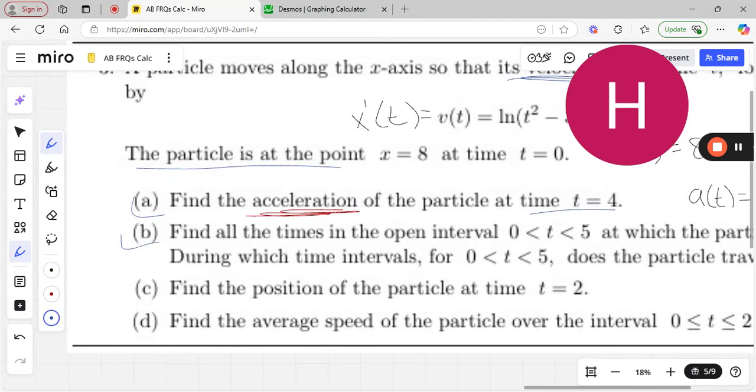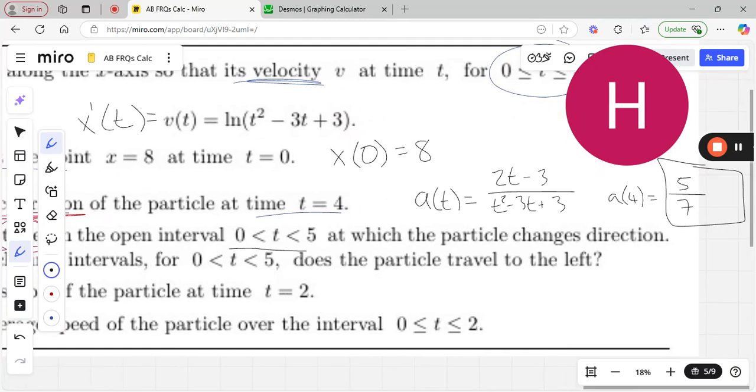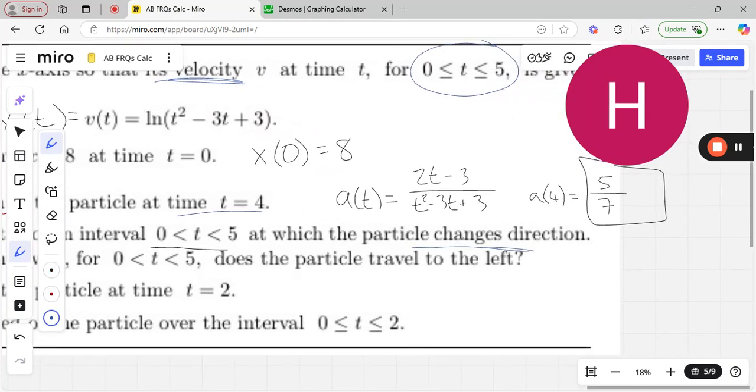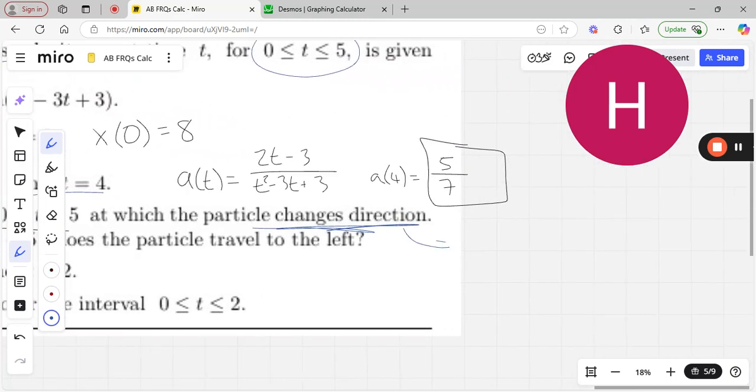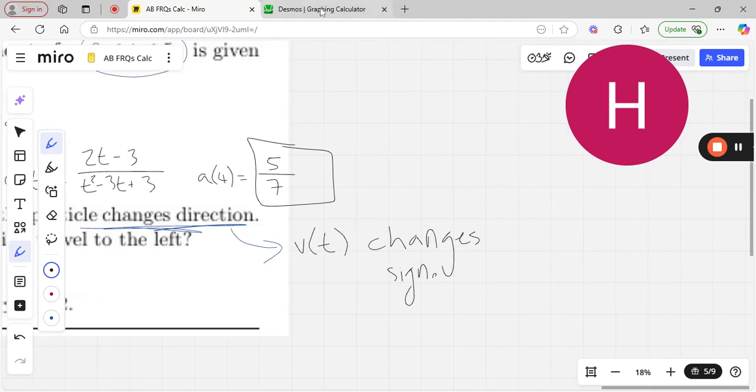Part B. Find all the times, all of them, suggesting more than one, in the open interval from 0 to 5, at which the particle changes direction. So what does this mean? This just means v of t changes sign. Now that's super easy to do. We're going to go to Desmos for that.